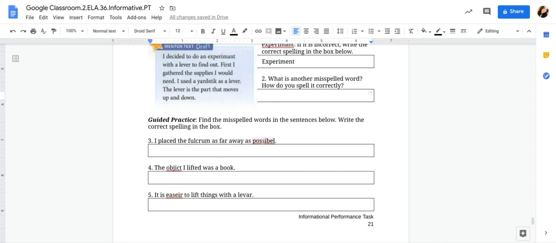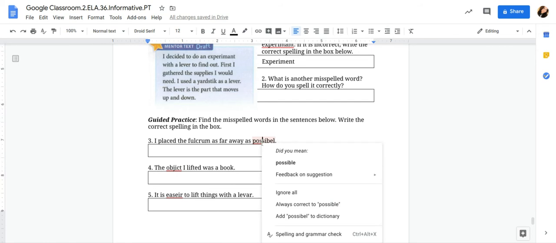So I'm going to hover over this one because it gave me a hint. Oh, let's see here. So they spelled it "possibel." We need to switch the L and the E to make it "possible."